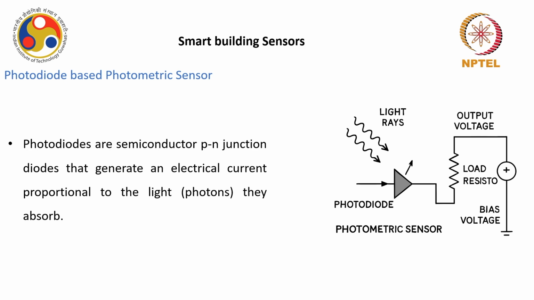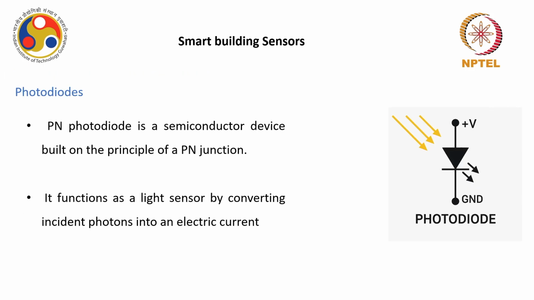Once you understand this photodiode based photometric sensor, your job to understand the other sensors becomes very easy. Photodiodes, if you do not know, are semiconductor PN junction diodes that generate an electrical current which is proportional to the light, or the photons, they absorb. As the name suggests, a photodiode is a PN junction device. The PN junction, I think, is clear to all of us. What is a PN junction?